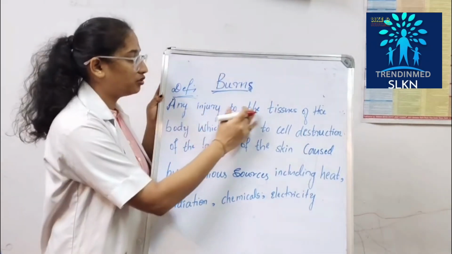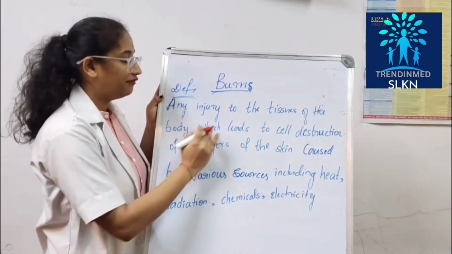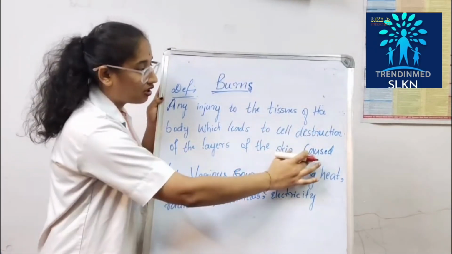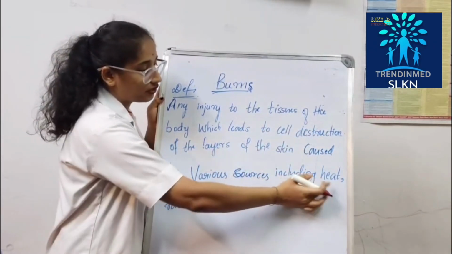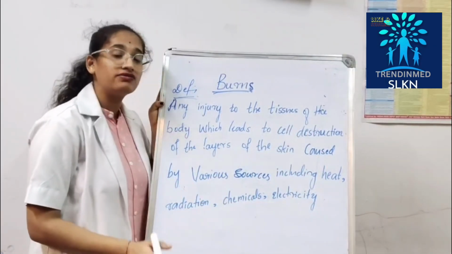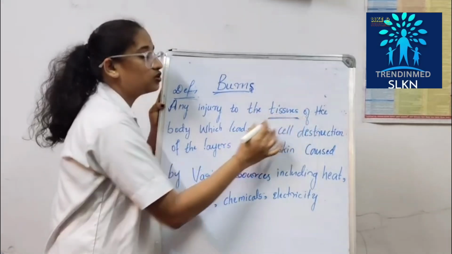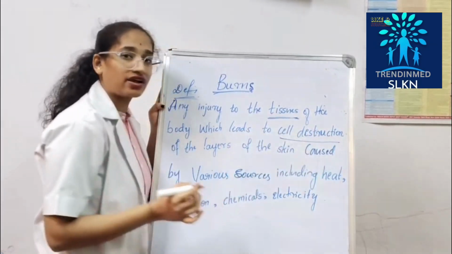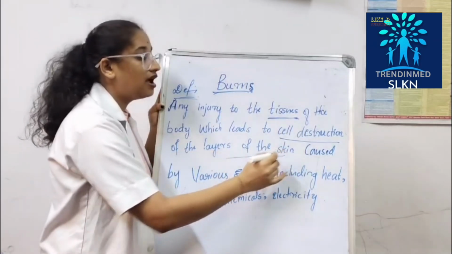Any injury to the tissues of the body which may lead to cell destruction of the layers of the skin, caused by various sources including heat, radiation, chemicals and electricity. Mainly burns affect the tissues. So tissue damage or tissue death may lead to cell destruction in the layers of the skin.